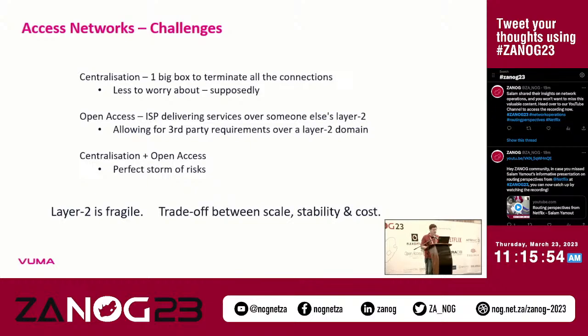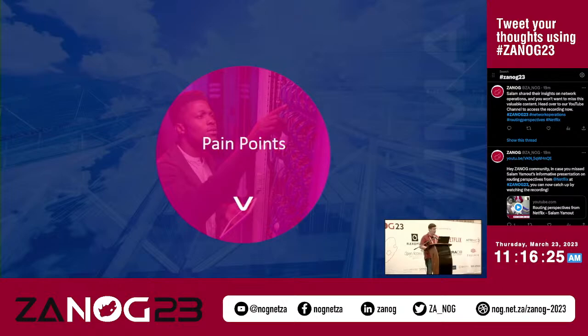And as I said earlier, layer 2 is a fragile protocol. It's being used beyond what it was originally intended for. And there's a continuous trade-off between scalability and stability, and the cost of those two, throughout the entire value chain. ISPs don't want to build POPs. The fiber network operators don't want to have infrastructure in places where it's underutilized. It's a continuous challenge. So we have some pain points here.